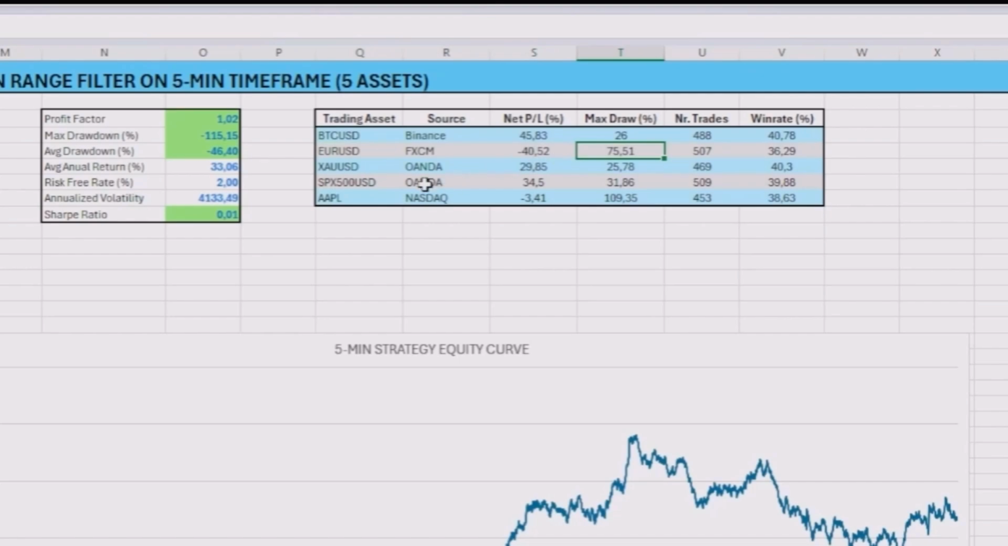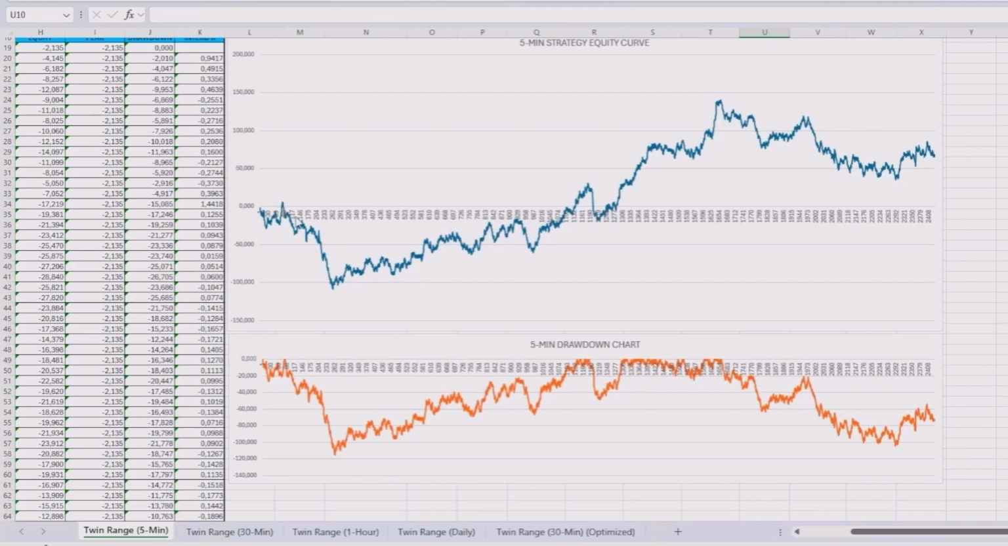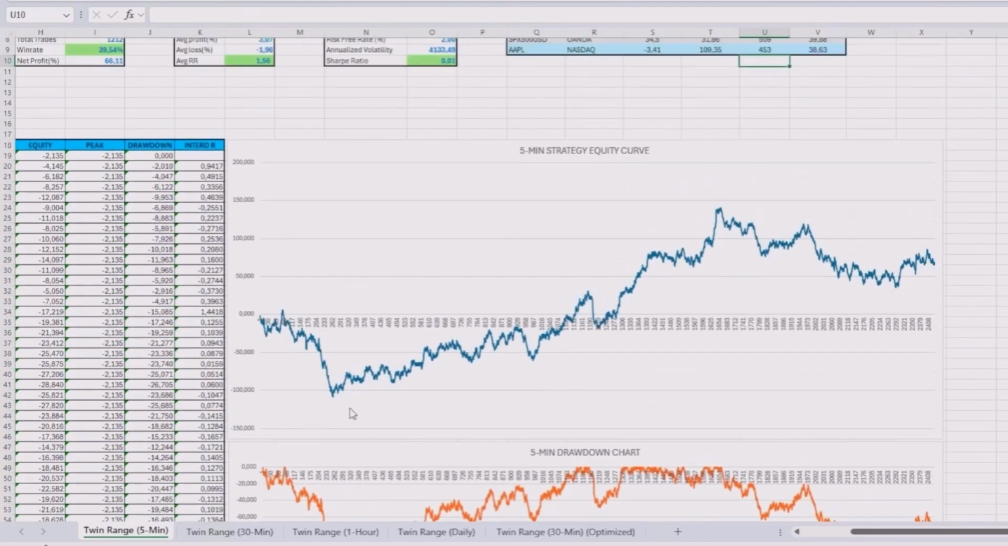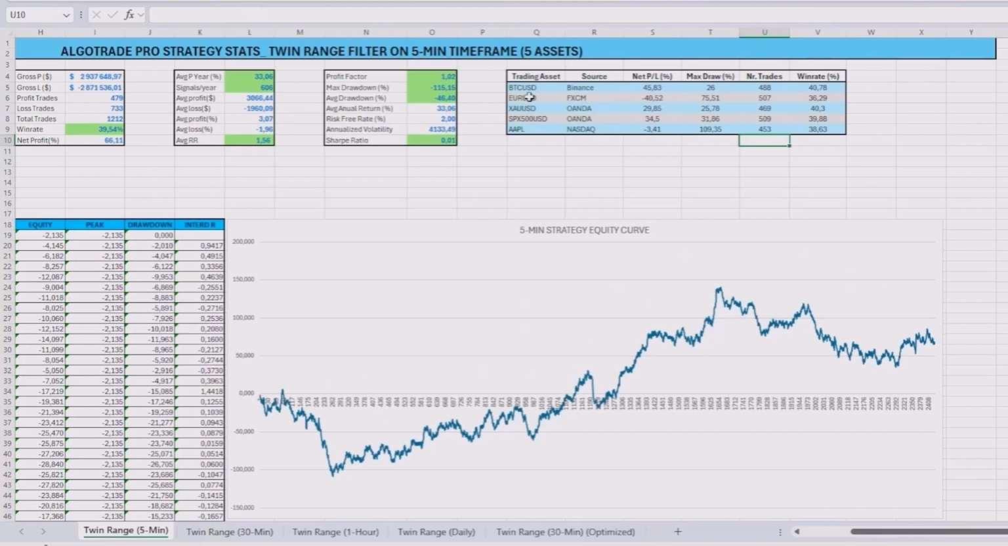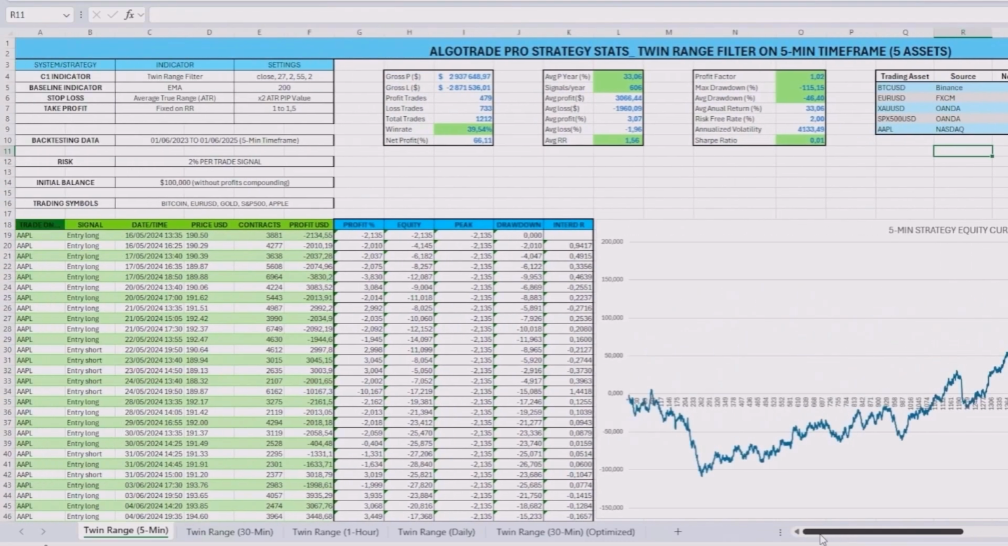And one thing that really stands out here is Apple, which remained around break-even but had an extreme drawdown of over 100%, making it a clear outlier in terms of risk. This is also reflected in the overall max drawdown of the strategy, which was above 110%. Despite that, for crypto scalping, this time frame might still offer interesting potential, especially with some risk management tweaks.